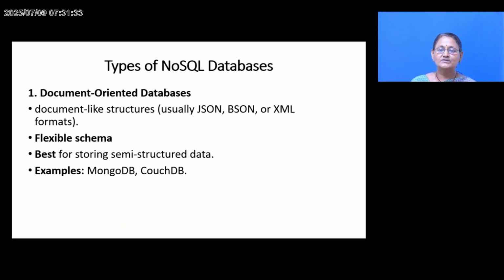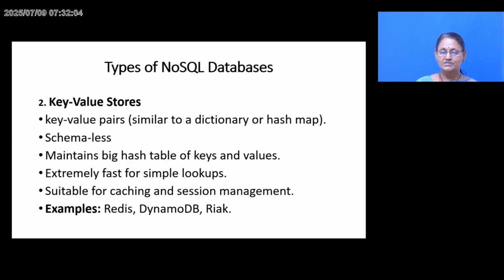In NoSQL, databases have different models. The first one is document-oriented databases. In this document-like structure, normally it handles JSON, BSON or XML formats, and it has a flexible schema. This document-oriented database is best for storing semi-structured data. The databases that support this document-oriented data model are MongoDB and CouchDB.